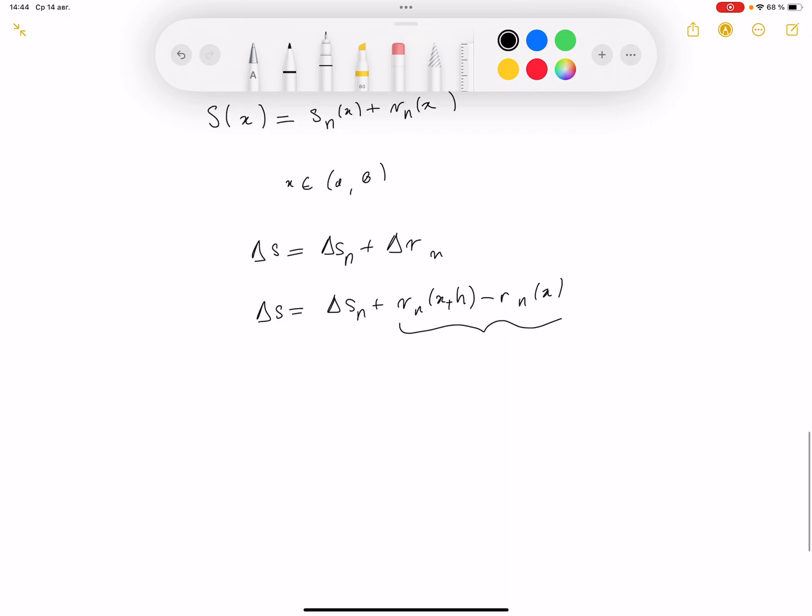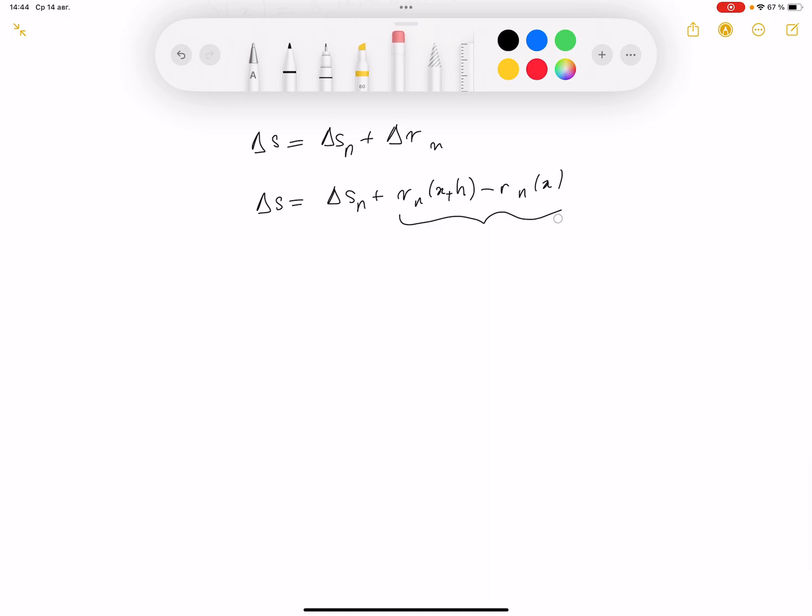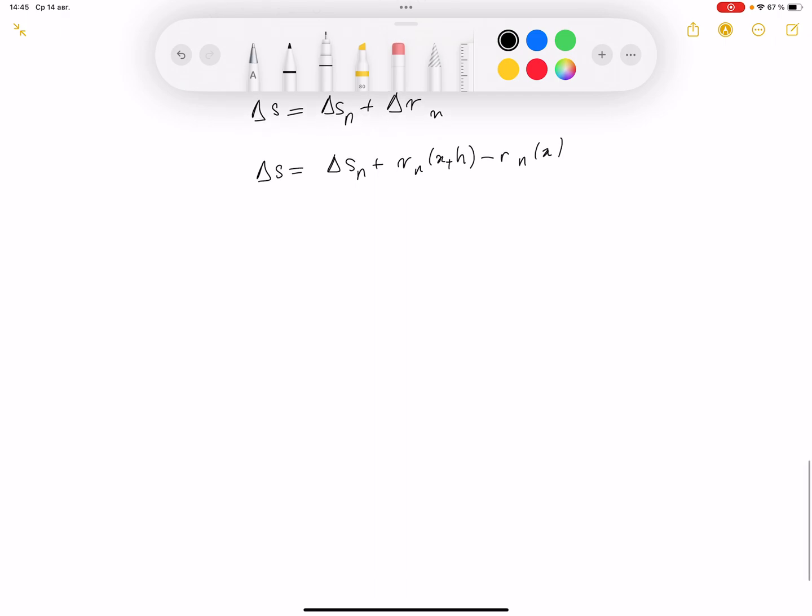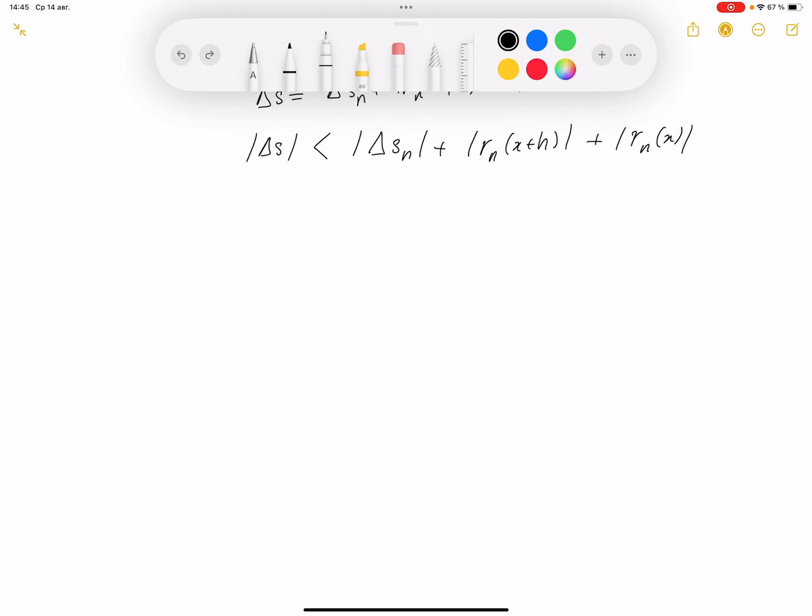This is Lagrange's theorem of finite increments. I believe that's how it's called in English. Either way, from here we can see that the absolute value of the increment or change in s is smaller than the absolute value of delta s_n plus the absolute value of R_n of x plus h plus R_n of x. Here we just take the absolute value of minus R_n of x, which turns positive, of course, since that's the definition of absolute values.